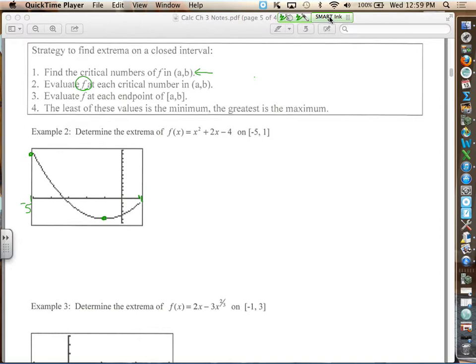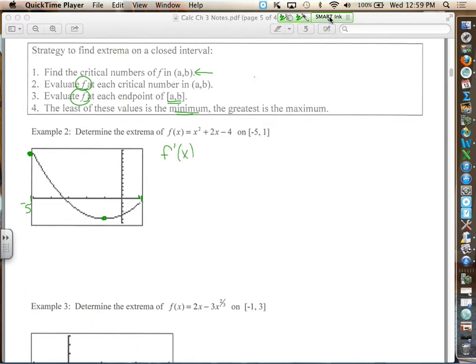And then we're also going to plug in the values for the endpoints back into the original function, because if you look at this graph, it looks like this endpoint is the highest point. So the max or the min could happen at the endpoints as well. And then when we look at the outcomes, the smallest value that we get for the outcome is going to be the minimum. The greatest outcome is going to be the maximum. All right, so let's get critical numbers to start.